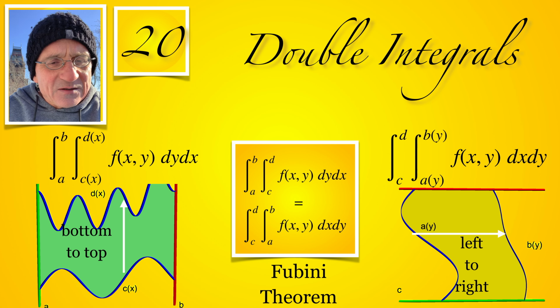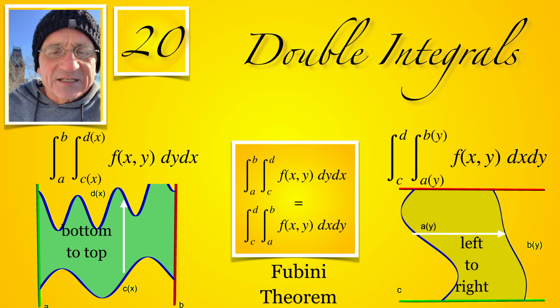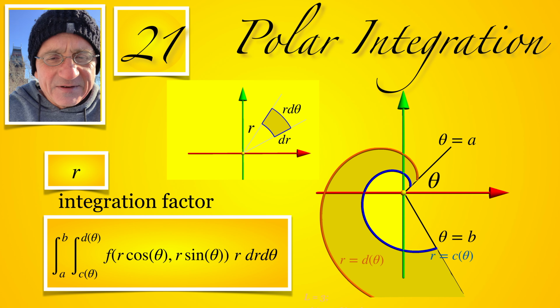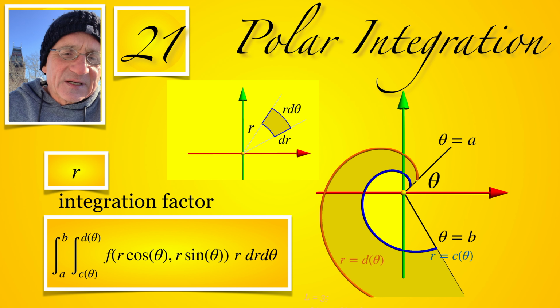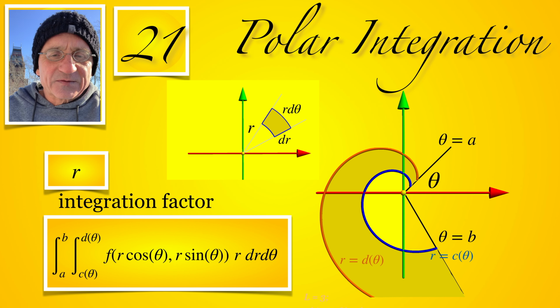We have type dy dx integrals or type dx dy integrals. On rectangles, Fubini's theorem assures that one can switch the order of integration. When integrating in polar coordinates, the area element is r dr d theta. A typical integral is when the angle is restricted to some interval a, b and the radius goes from some value c of theta to d of theta.